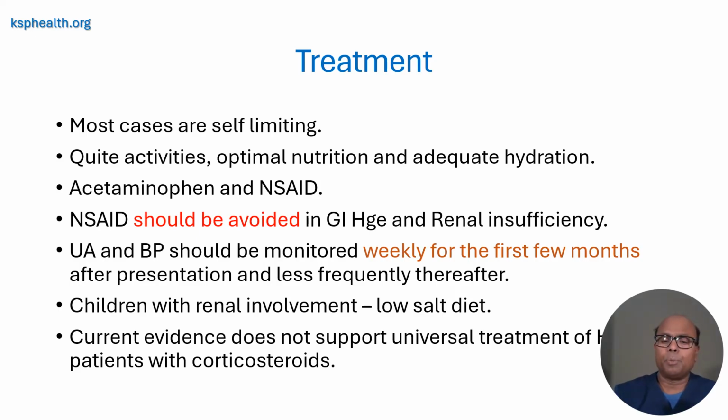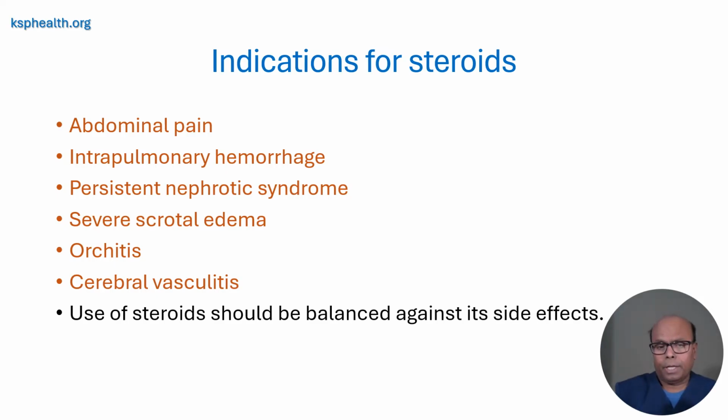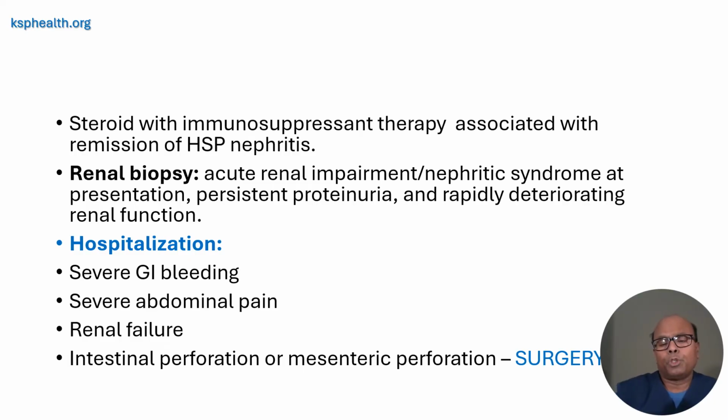Current evidence does not support universal treatment of HSP patients with corticosteroids. So when to use steroids? The indications for corticosteroids are as follows: abdominal pain, pulmonary hemorrhage, persistent nephrotic syndrome, severe scrotal edema, arthritis, and cerebral vasculitis. The use of steroids should be balanced against its side effects. When you use immunosuppressive therapy with steroid, it induces remission in patients with HSP nephritis quickly.